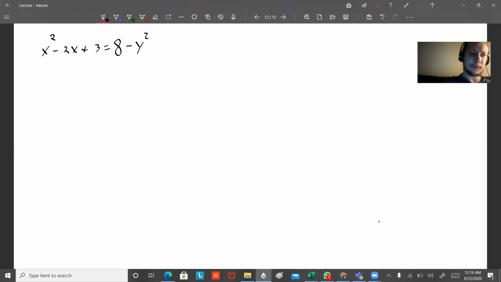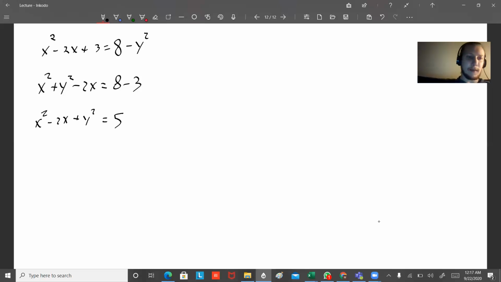So the first thing, primero es x cuadrado más y cuadrado menos 2x y 3 al otro lado, entonces 8 menos 3, menos 3, y más y cuadrado, porque más y cuadrado está aquí, entonces se cancela, ¿sí? Entonces es equivalente. Entonces, x cuadrado menos 2x más y cuadrado igual 5.